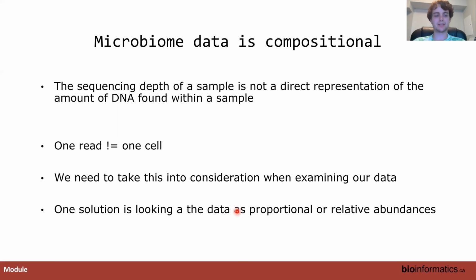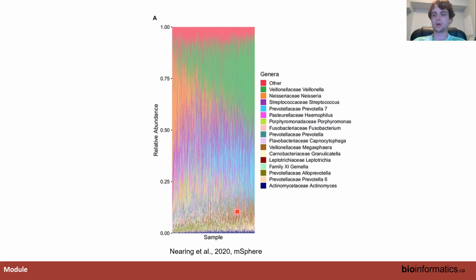And so what I mean by this is, instead of looking at the raw number of reads that one genera may make up in a sample, you look at the percentage of reads that genera makes up. So based on this analysis and looking at microbiome literature, you'll become quite common with these stacked bar charts.